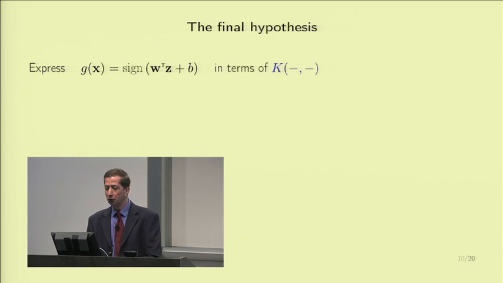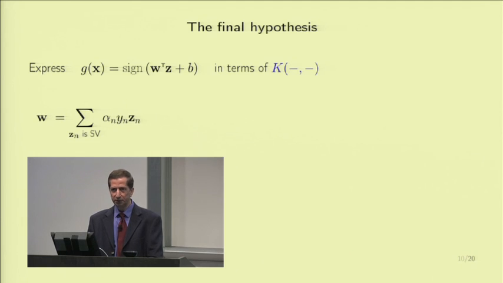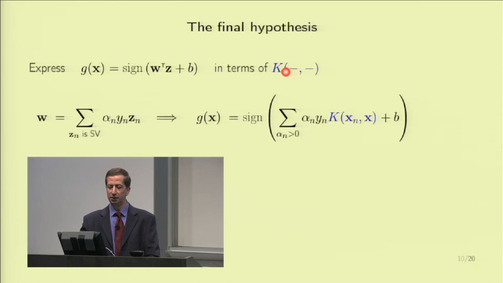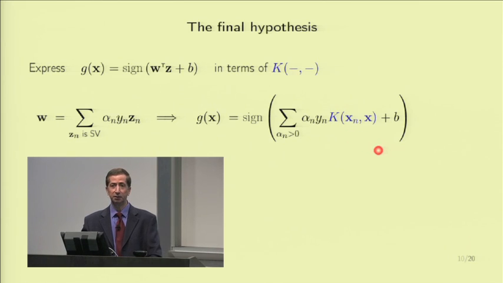So you want to put this in terms of kernel of something and something. And you take W to be this, okay? And you are not going to solve for any of those. These are just for illustration. And then you get g of x would be this fellow. So you took this, substituted there. You took the inner product. The inner product, it was kernel. You put the kernel in place of it, and you get that, okay?